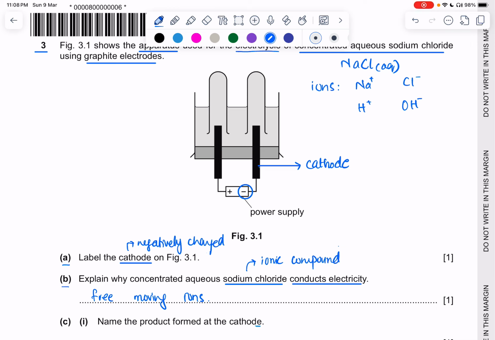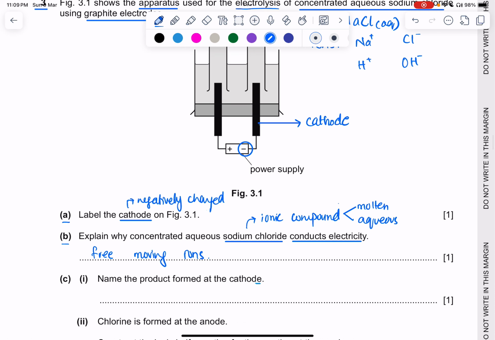And one important thing, the ionic compound only conducts electricity either in the molten state or in the aqueous state. It means if the examiner asks you next time why the solid sodium chloride does not conduct electricity, we will write as it has no free moving ions. Okay, now let's move to the next part.